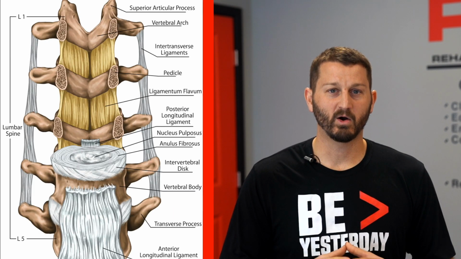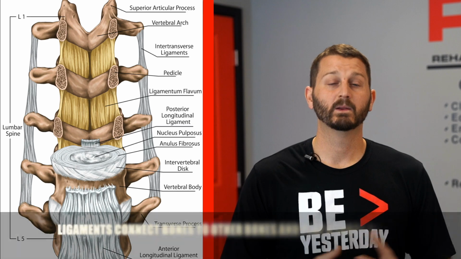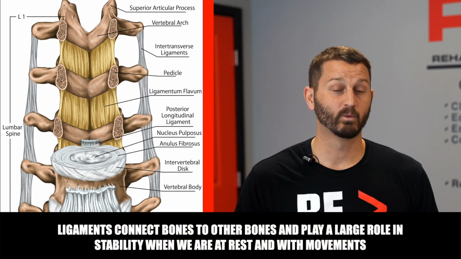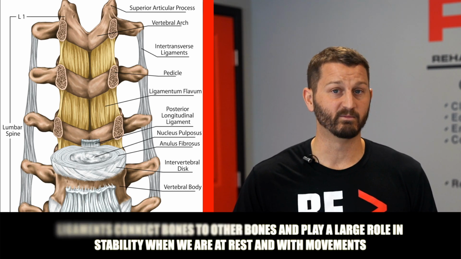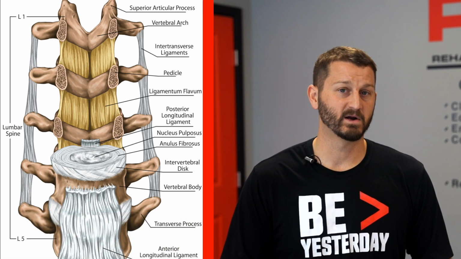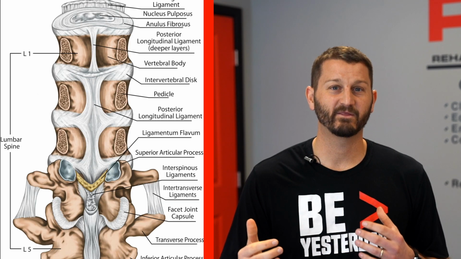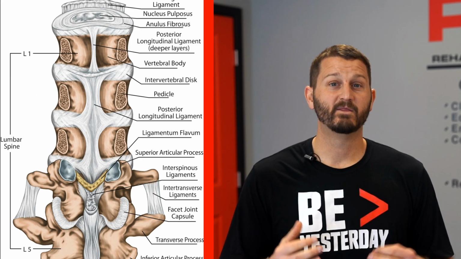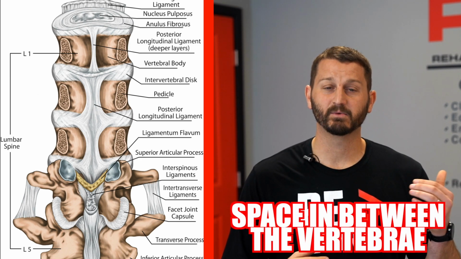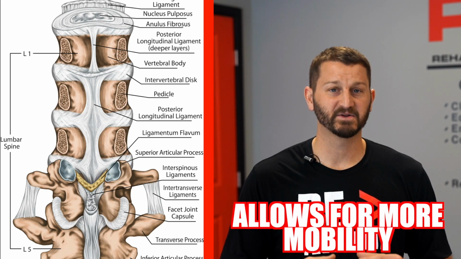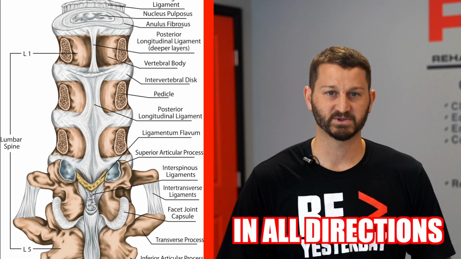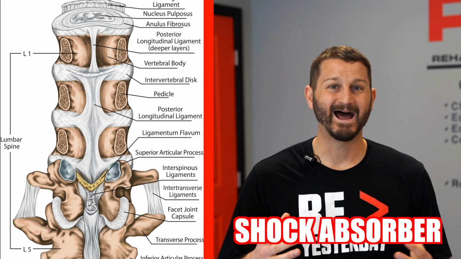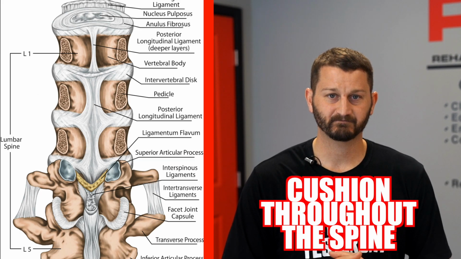These vertebrae are all held together with ligaments. Ligaments connect bones to other bones, and they play a large role in stability, either when we're at rest or with movements. In between the vertebrae are discs. These discs have a thick outer layer and a gelatinous substance inside of them. They are there to provide space in between each of the vertebrae, and this allows for more mobility in all directions. In addition, they also play a large role as a shock absorber, acting as a cushion throughout the spine.